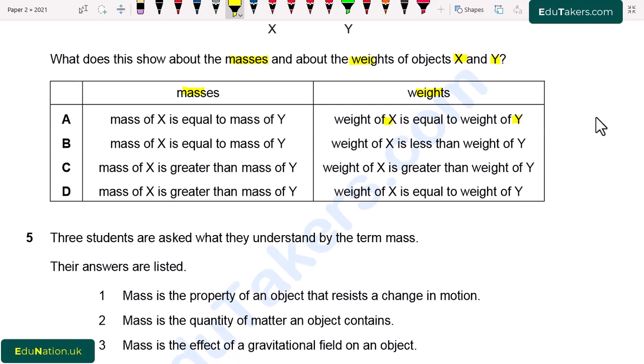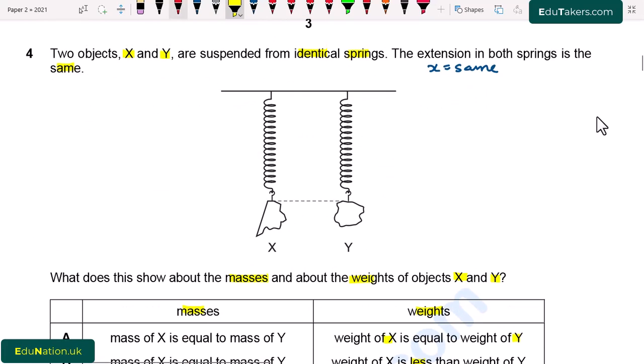B. Mass of X is equal to mass of Y, weight of X is less than the weight of Y. C. Mass of X is greater than the mass of Y, weight of X is greater than the weight of Y. D. Mass of X is greater than mass of Y, and weight of X is equal to the weight of Y. So going back to the figure, here we apply Hooke's law, that F is equal to Kx, where x is the extension that remains the same, and here K is the spring constant.